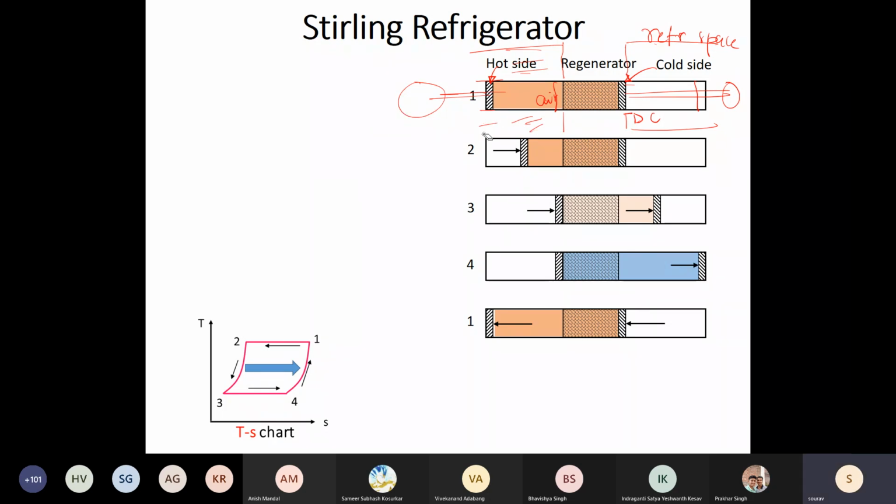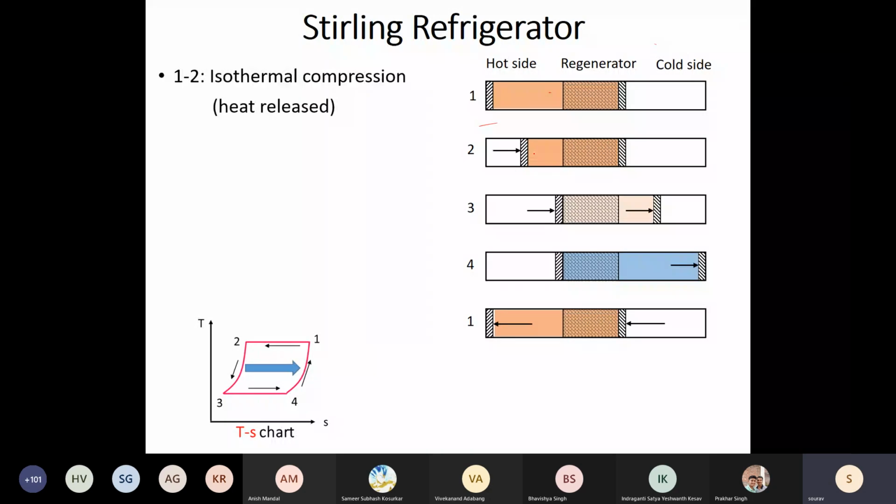Any doubts here? Okay, so I have not drawn all the crankshafts because that will create some confusion. We are just focusing on these 2 pistons and how the movement of these 2 pistons can help us achieve the processes we have discussed. So now 1 to 2, we have to move in an isothermal manner, releasing heat.